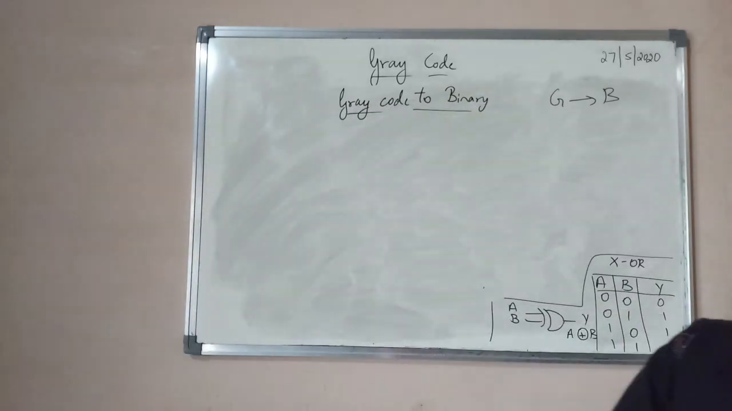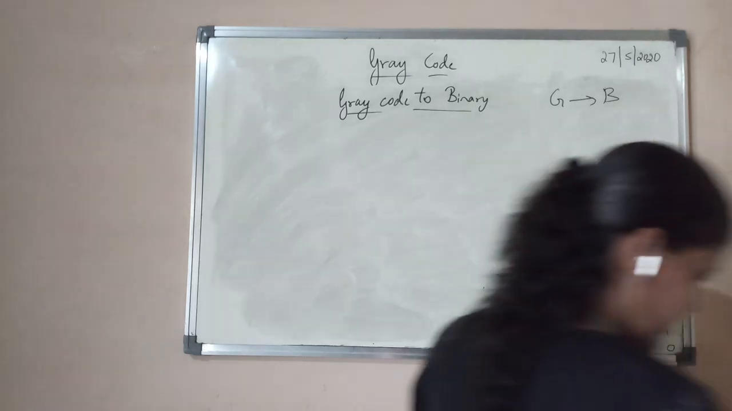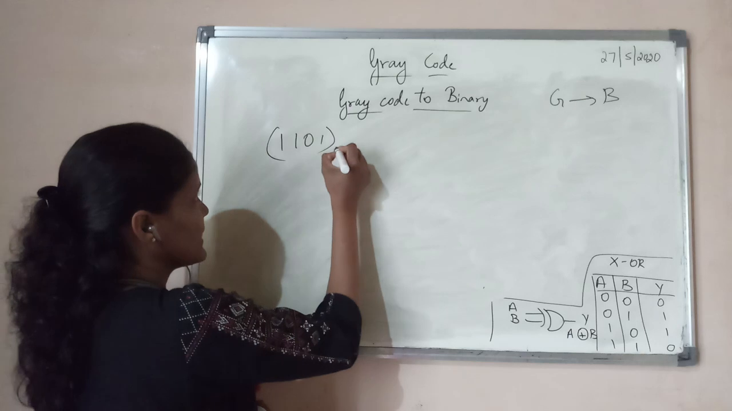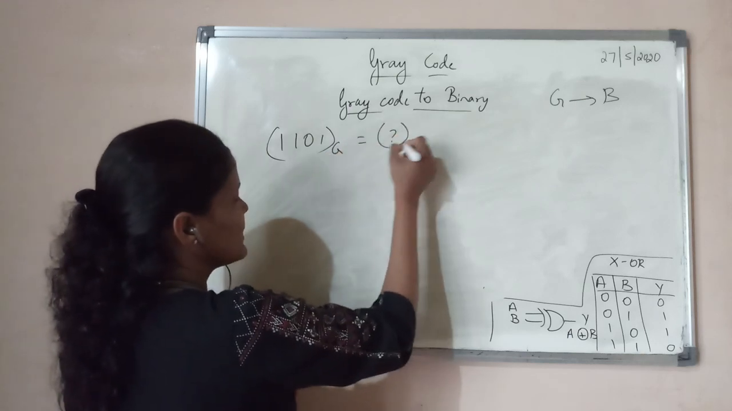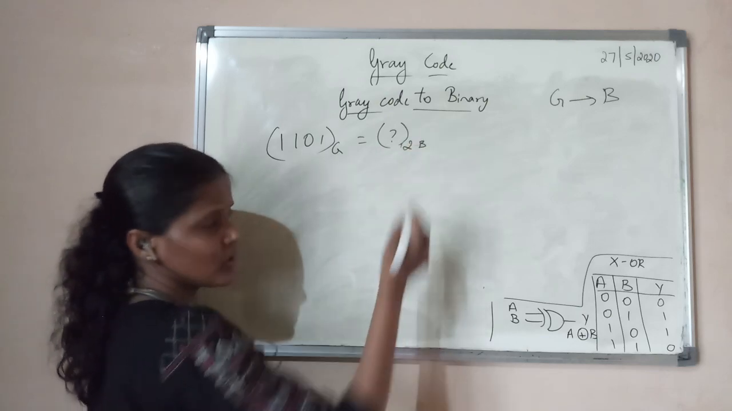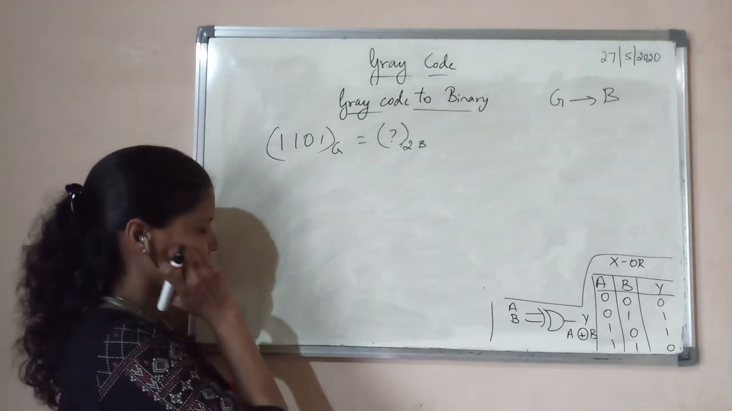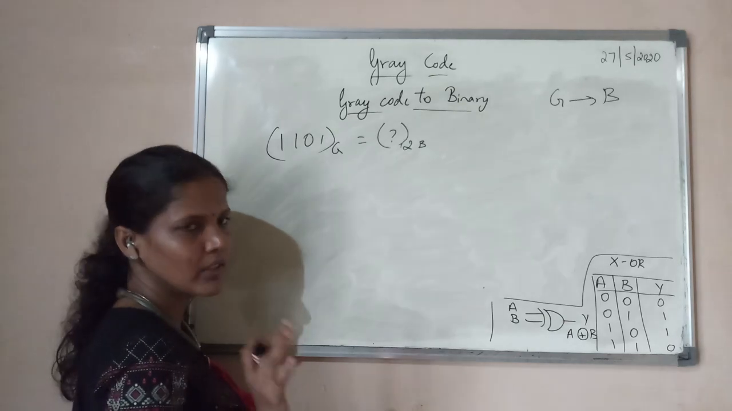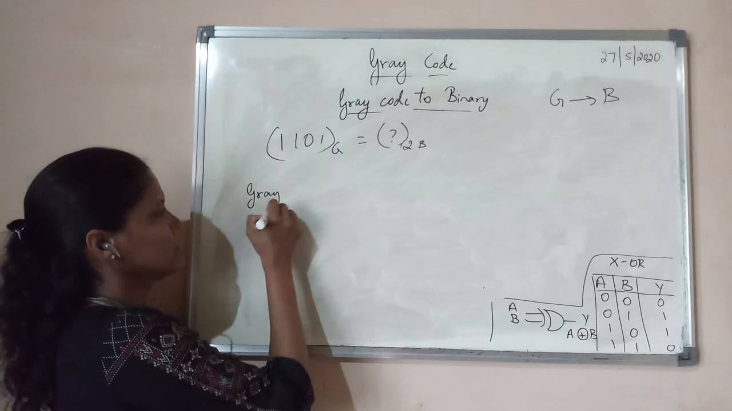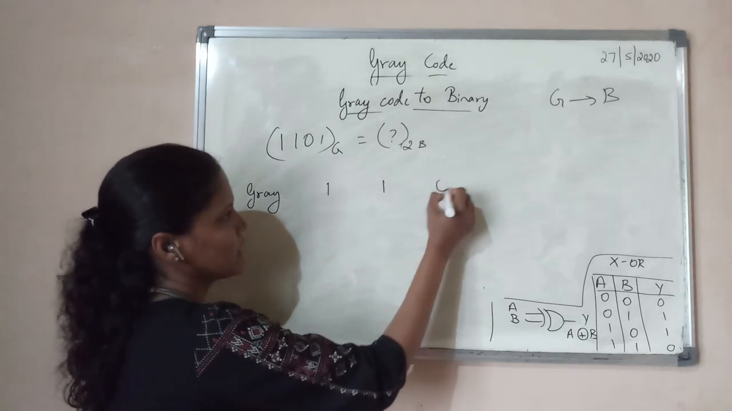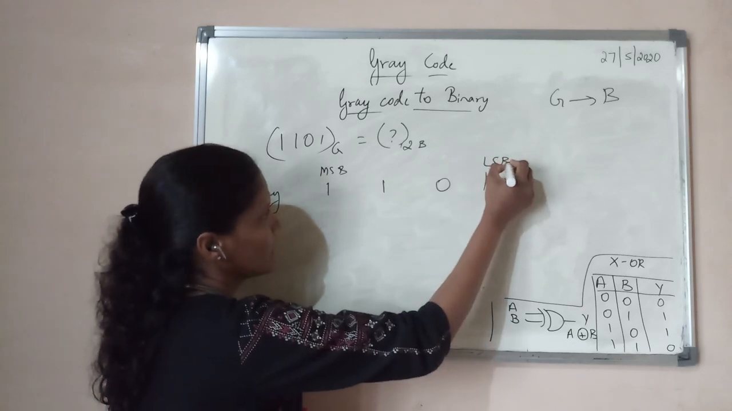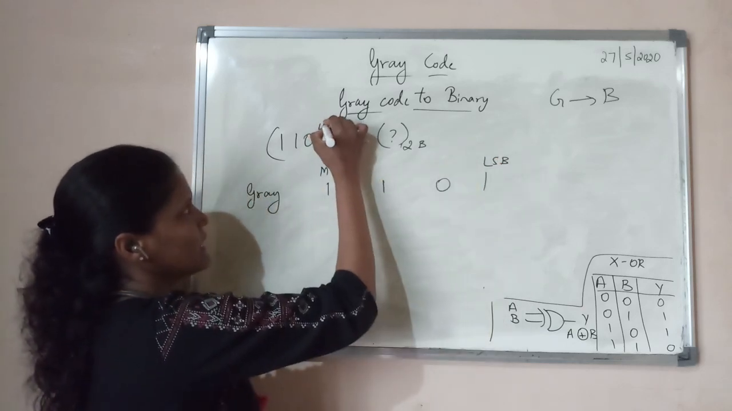Let us take another example, that is the given 1101 to the base G. You have to convert this into binary. You can write it as B or as 2. Usually we are going to write it as 2. So this is the gray code 1101. This is the MSB and this is the LSB, most significant bit and least significant bit.